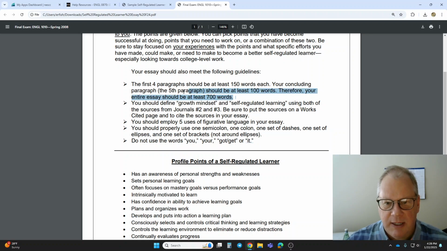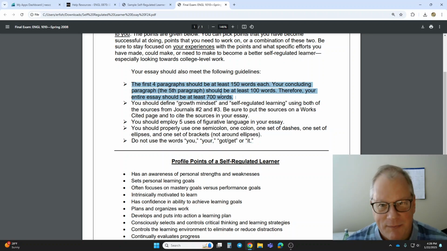Be sure to read through the guidelines. There are word count minimums for this particular essay. The first 4 paragraphs should be at least 150 words, and the last paragraph, the concluding paragraph, should be at least 100. That's where that 700-word word count comes from, and that's the minimum. I mean, you don't want to try and hit exactly 150 words in each of the first 4 paragraphs. You're probably going to go over that by a little bit.